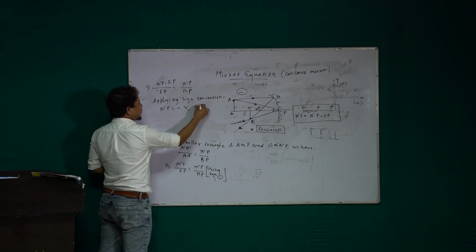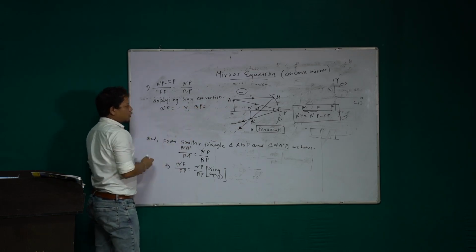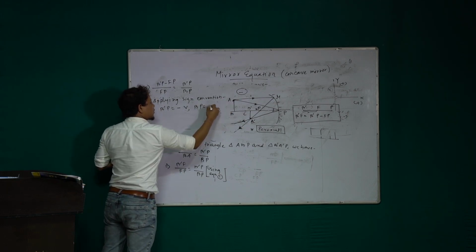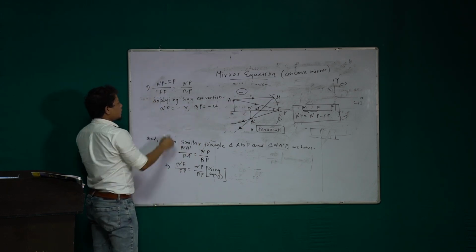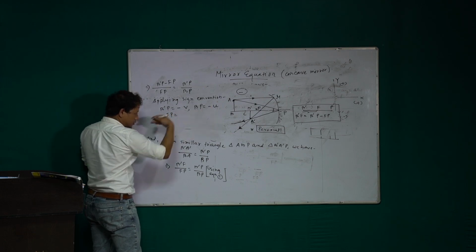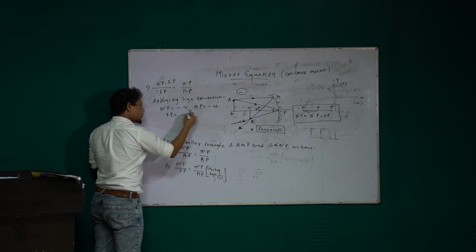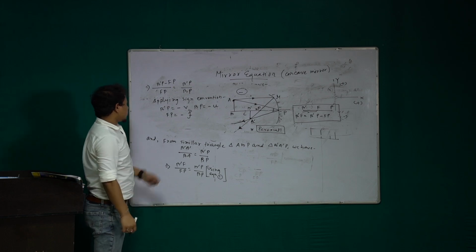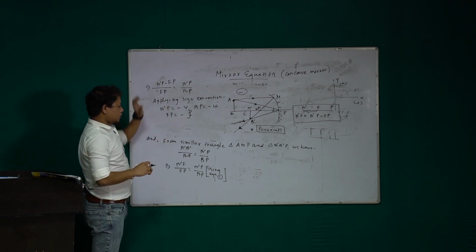Again, BP represents the object distance. This is on this side, so this is also minus. And FP, again on the same side, is the focal length, but this is also minus. So now we'll put all the values in this particular equation.